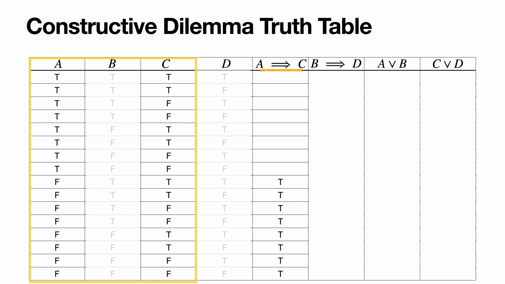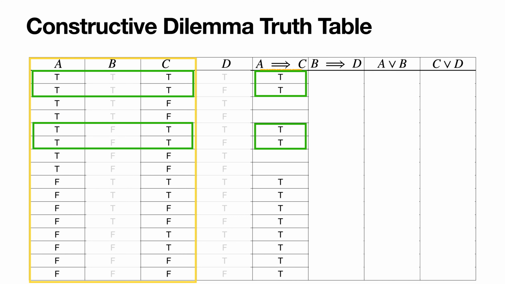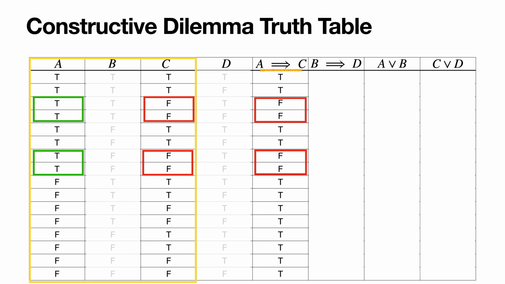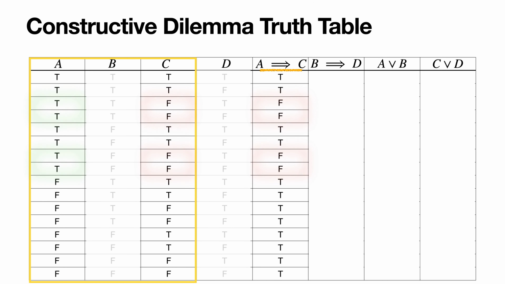And A implies C is true when both the antecedent and the consequent are true, meaning both A and C are true. So when these guys are true, we're going to put a T in those rows. And lastly, when our antecedent is true but our consequent is false, A implies C is false. So we're going to go ahead and put a false in those rows.